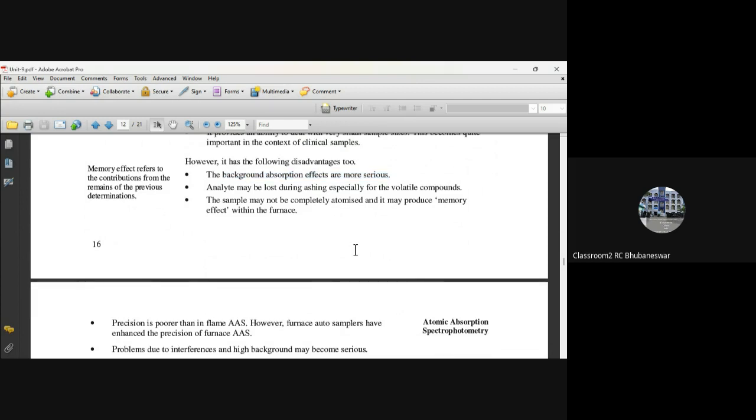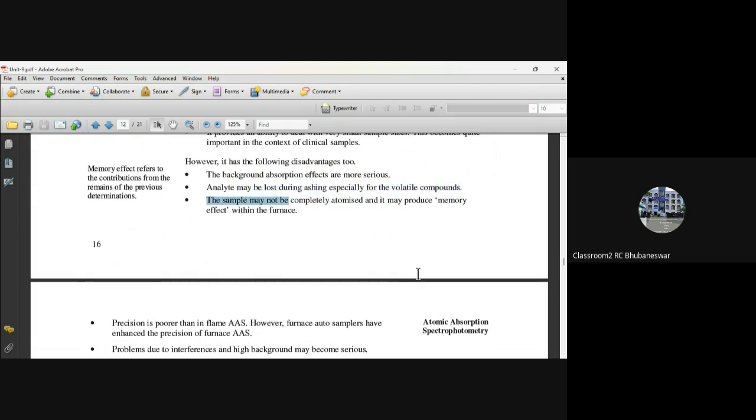Then the analyte may be lost during the ashing, specifically for volatile compounds. For volatile compounds, while doing ashing, sometimes the element itself will be lost in that process. Okay, sometimes it may happen. That is why experiments are experiments. You have to do trial and error for that.